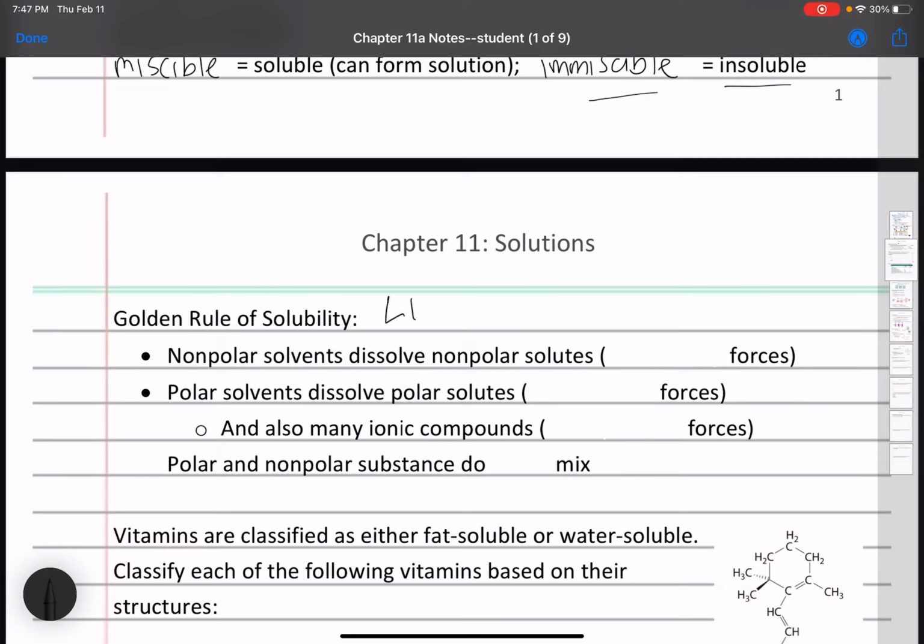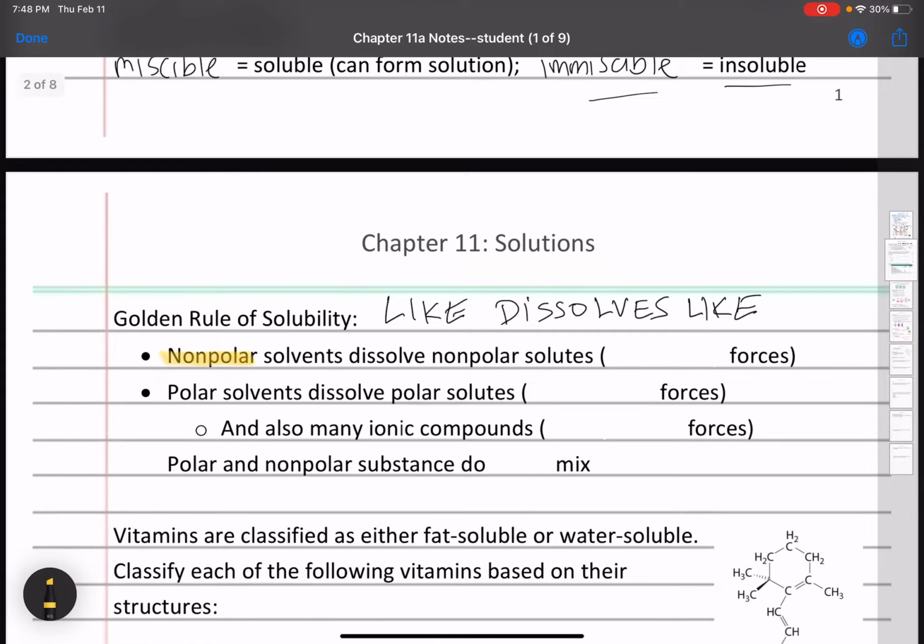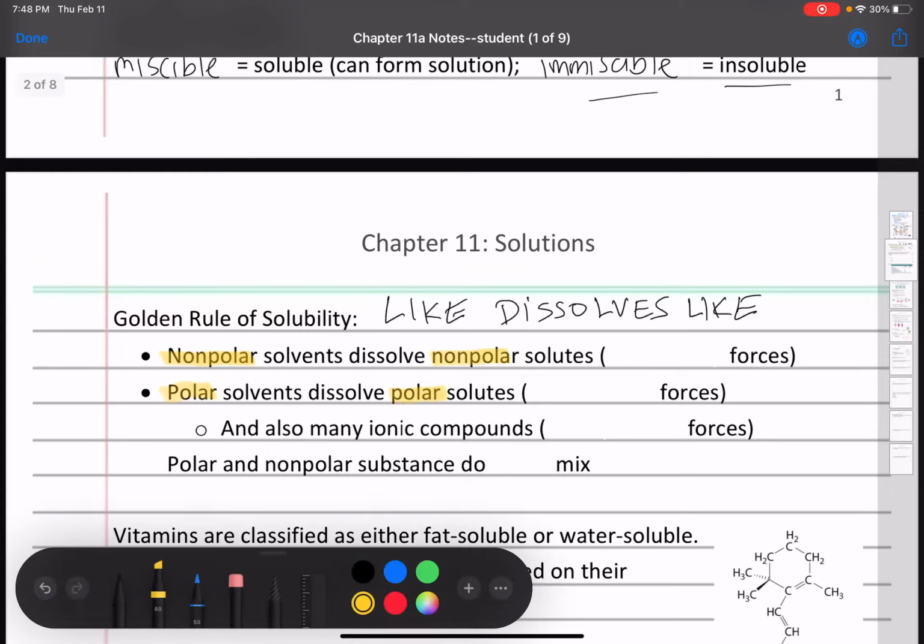The golden rule of solubility is like dissolves like. And what do we mean by that? We mean that things with like intermolecular forces, or like attractive forces, will dissolve each other. So nonpolar things will dissolve other nonpolar things. Polar solvents will dissolve polar solutes.